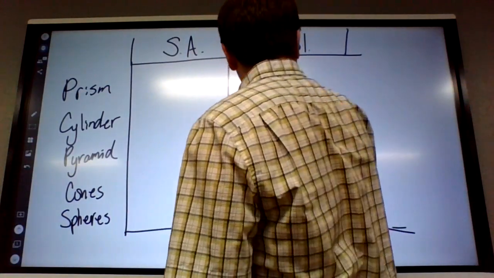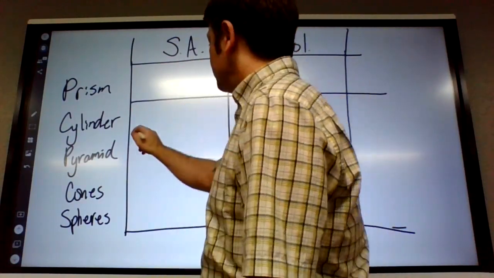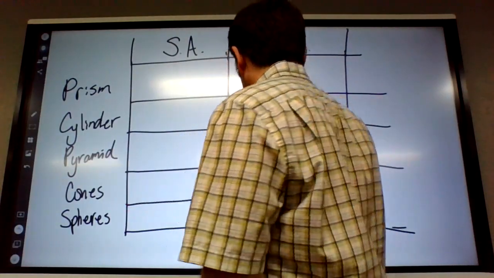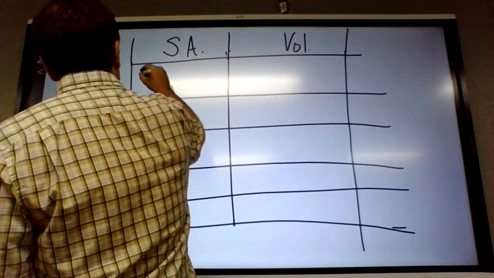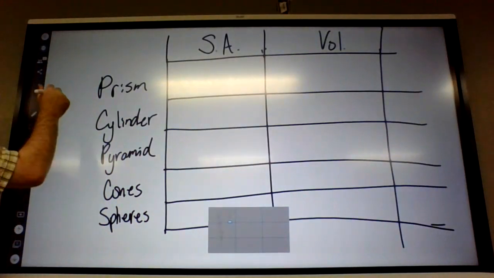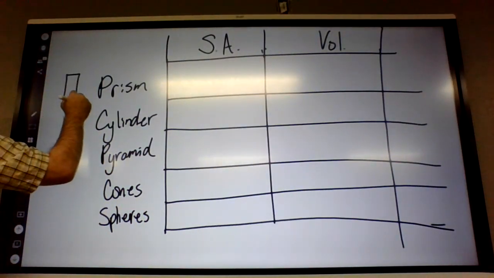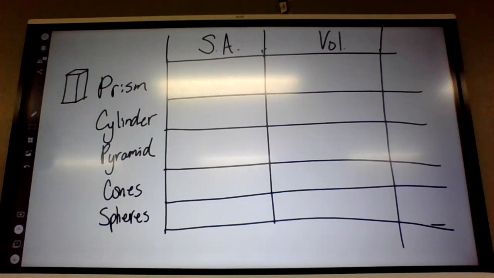For surface area, prisms were kind of challenging. Okay, first off, what is a prism? Maybe I should do a little picture here. It's a 3D shape. Basically, it's a polygon that's stretched into the third dimension.